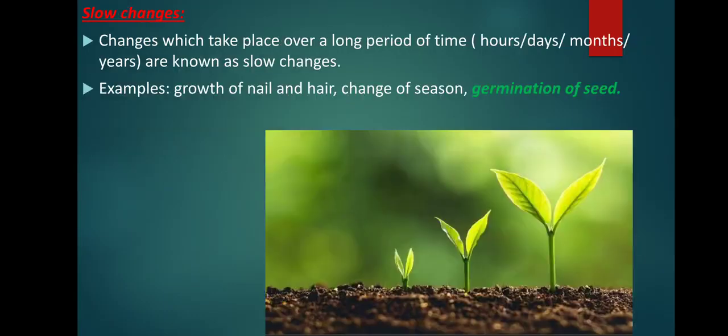Now we are going to discuss types of changes. First one, slow changes. Slow changes take place very slowly and may take hours, days or months to complete. Slow changes, for example, rusting of iron, germination of seed and curdling of milk.